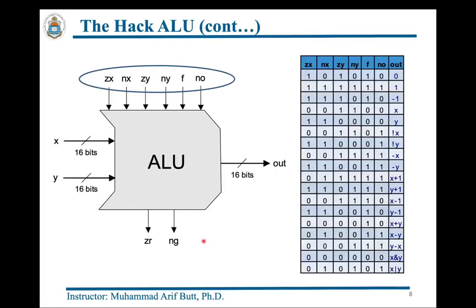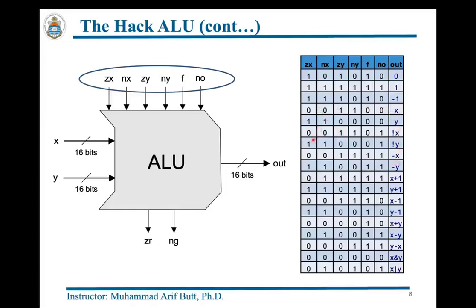Dear students, although there are 6 control bits and we can have 2 raised to the power 6, that is 64, unique combinations made from them, since our Hack ALU is required to perform only 18 different functions, shown in this last column, we have just 18 unique combinations which map onto the particular operations shown over here.